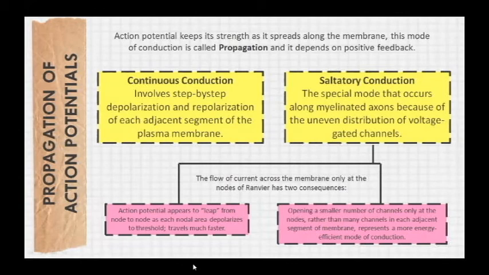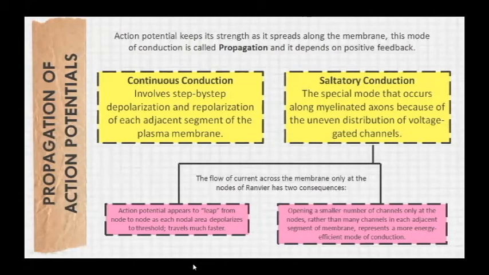Under saltatory conduction, the flow of current across the membrane only at the nodes of Ranvier has two consequences. Either the action potential appears to leap from node to node as each nodal area depolarizes to threshold, which travels much faster, or a smaller number of channels open only at the nodes rather than many channels in each adjacent segment of membrane, which represents a more energy efficient mode of conduction.